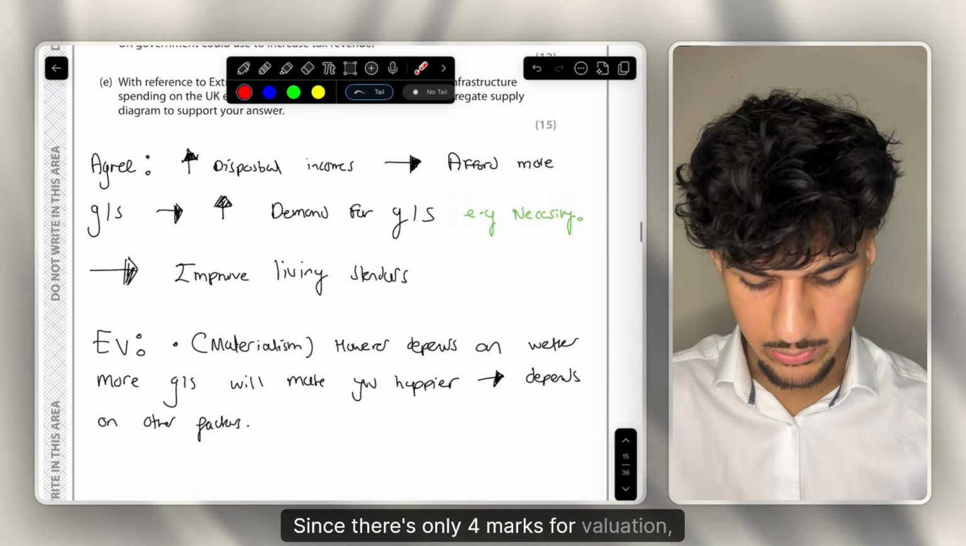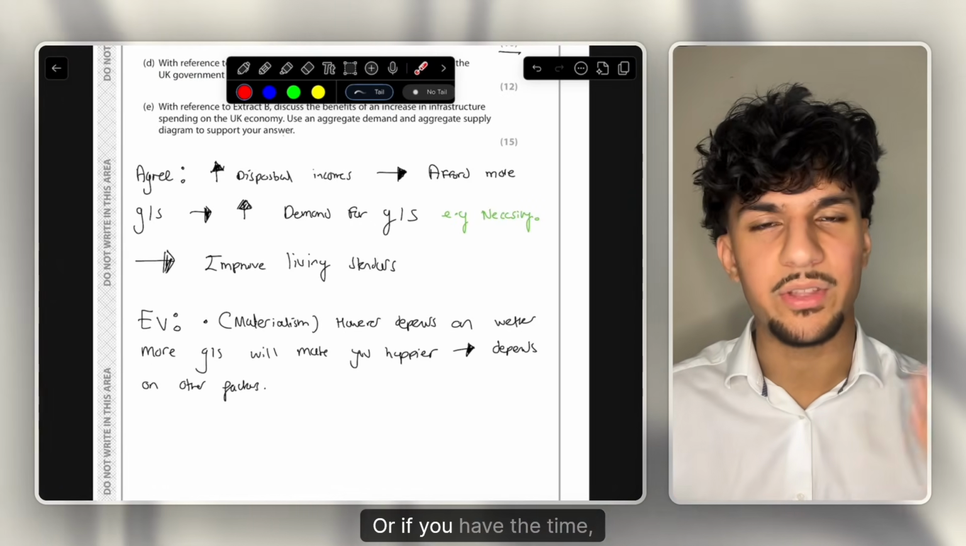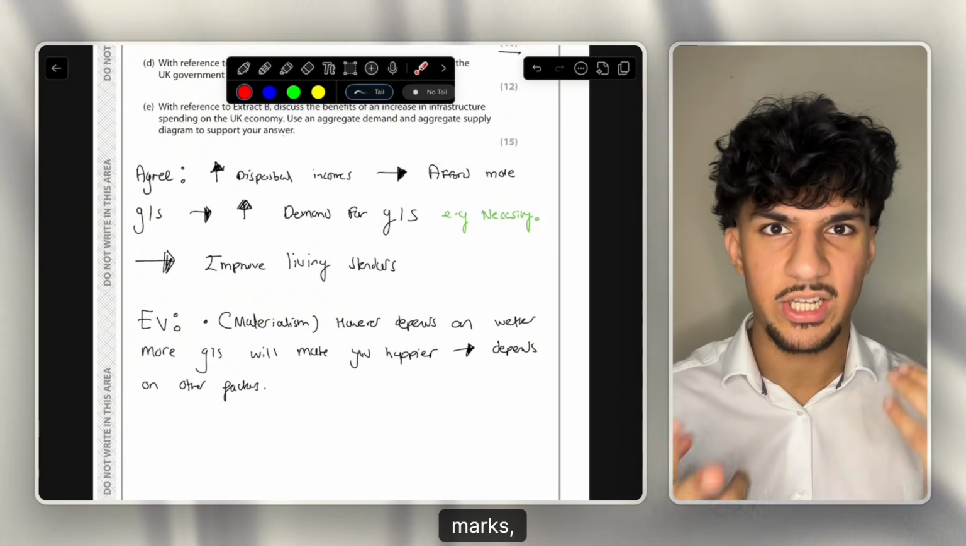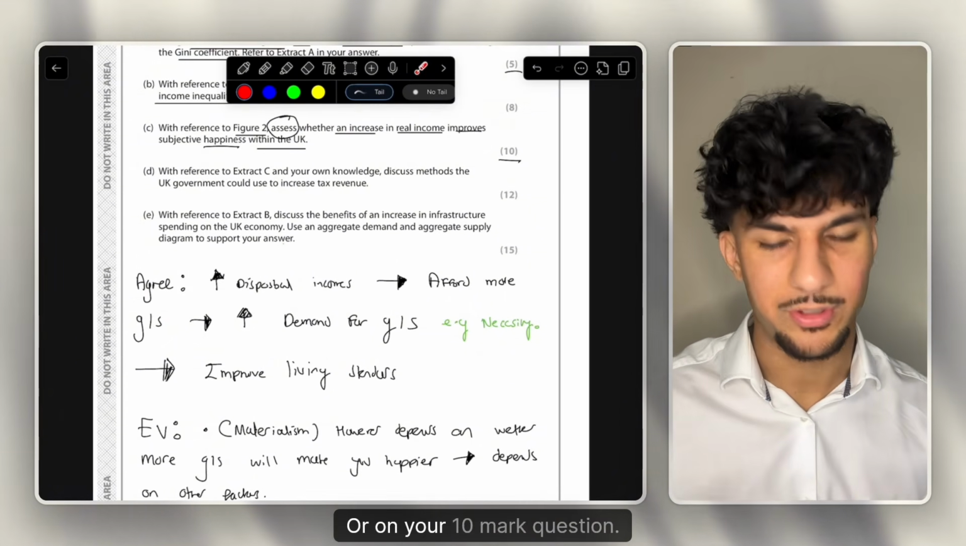Here, since there's only 4 marks for evaluation, you can get away with 1 well-developed evaluation point, or if you have the time or you just want to make sure you secure the marks, just throw in 2, and that is more than enough to get 10 out of 10 on your 10-mark question.